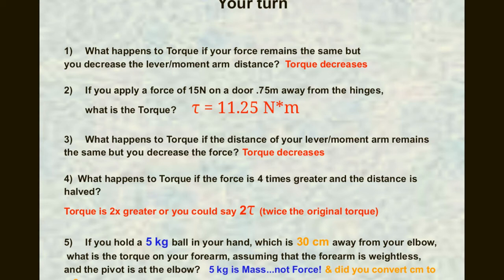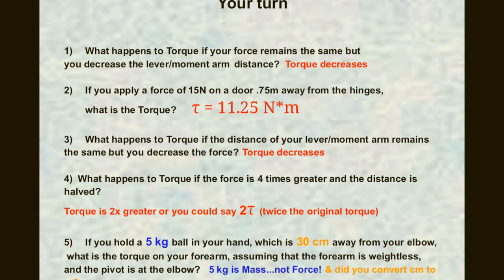Number 2, if you apply a force of 15 newtons on a door at 0.75 meters away from the hinges, what's the torque? So your F is your 15 and your R is 0.75 meters. So you multiply 15 times 0.75 and you get your torque as 11.25 Nm.